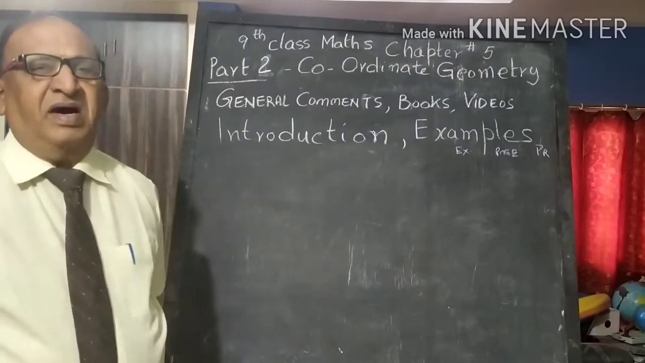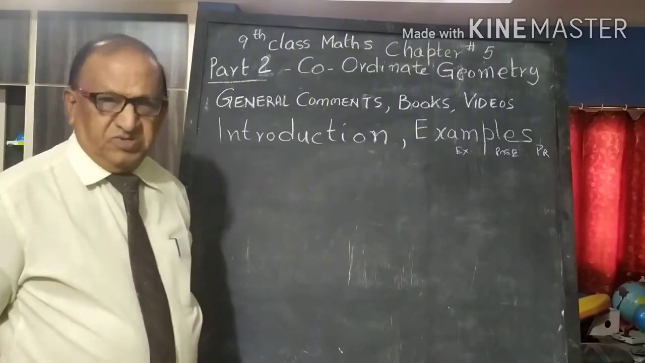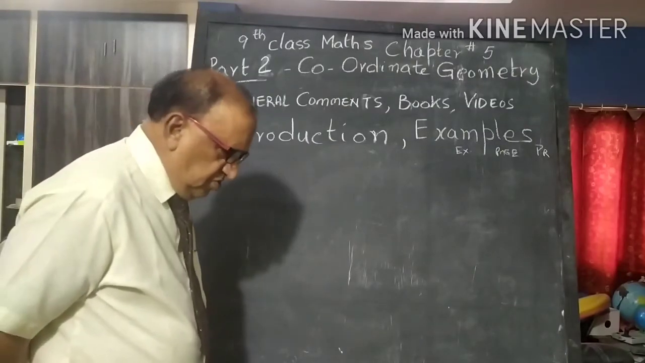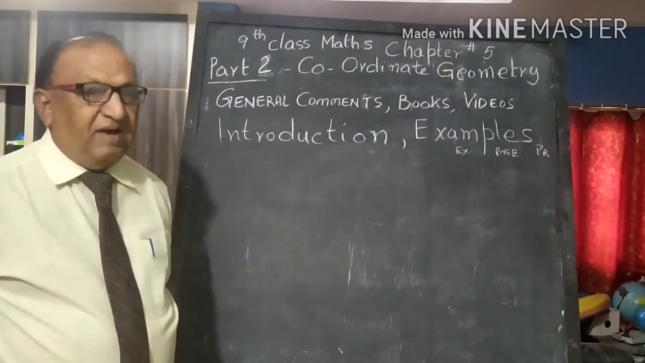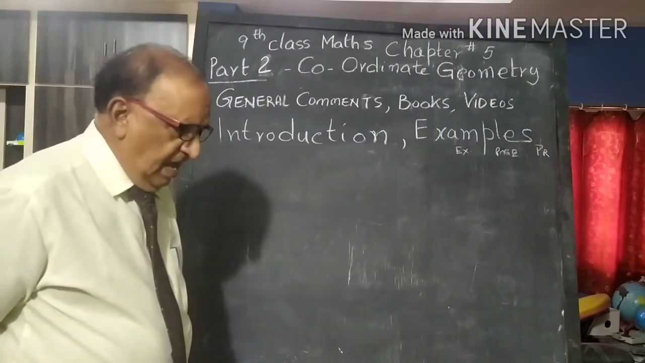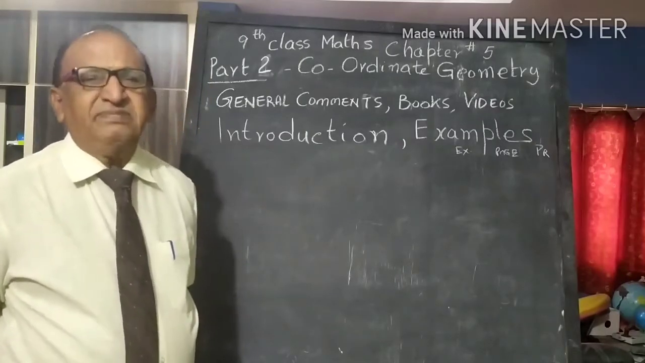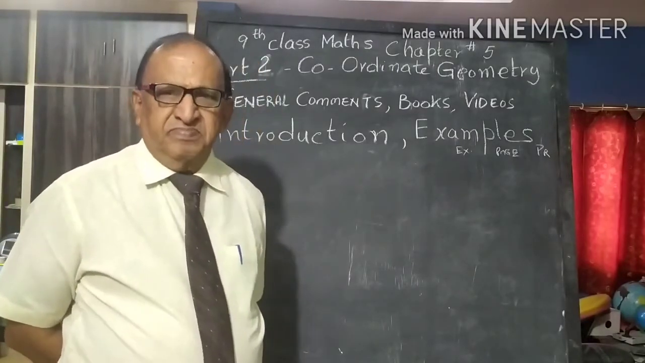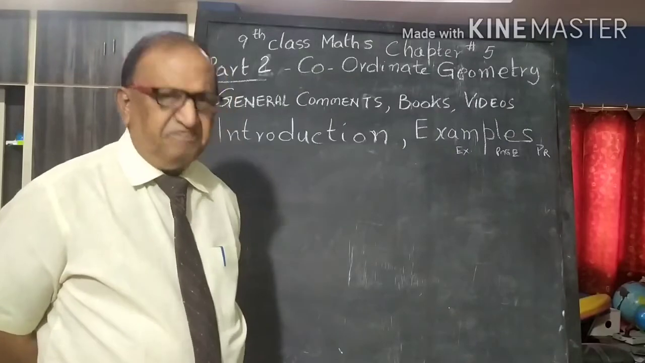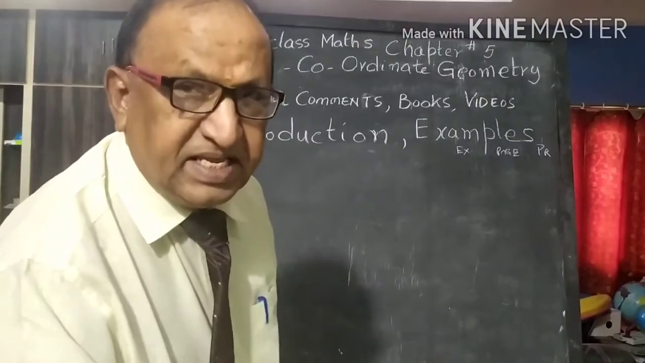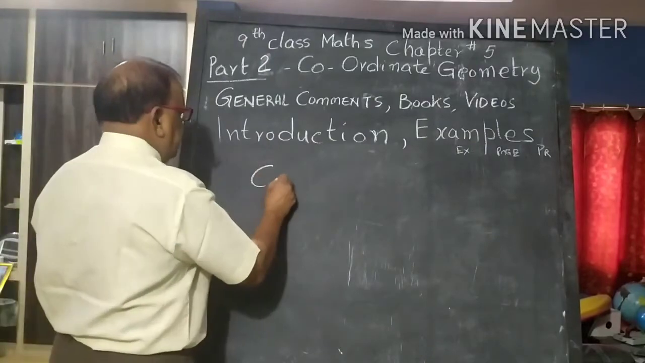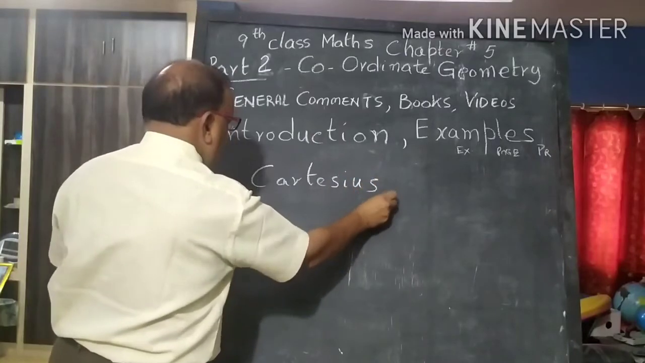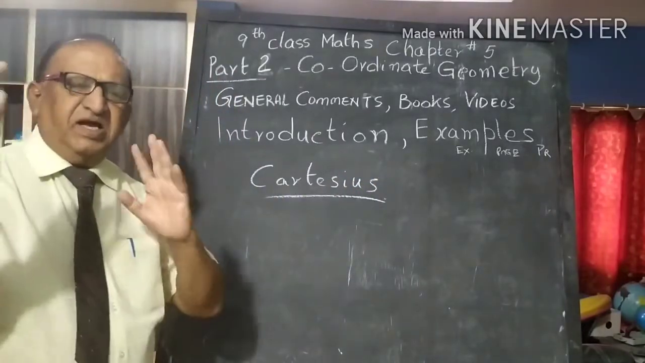Now, without wasting much time on that, I want to move on to the actual teaching of coordinate geometry. I told you that this coordinate geometry was developed in the 17th century by a famous mathematician by name René Descartes, also known in a different language as Cartesius, C-A-R-T-E-S-I-U-S. That is the mathematician's short name.